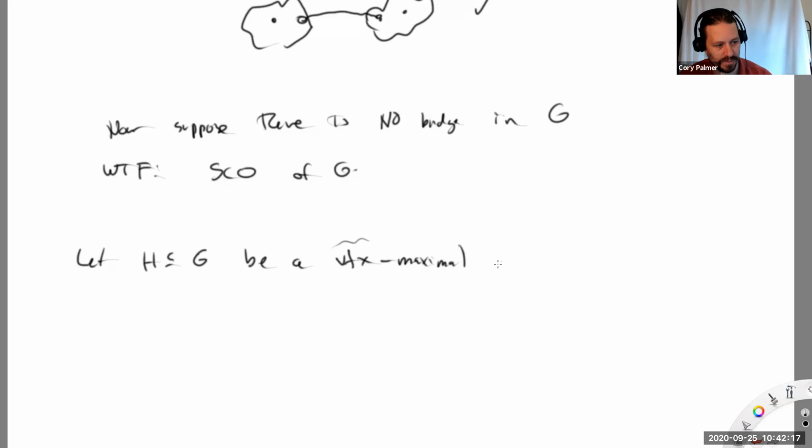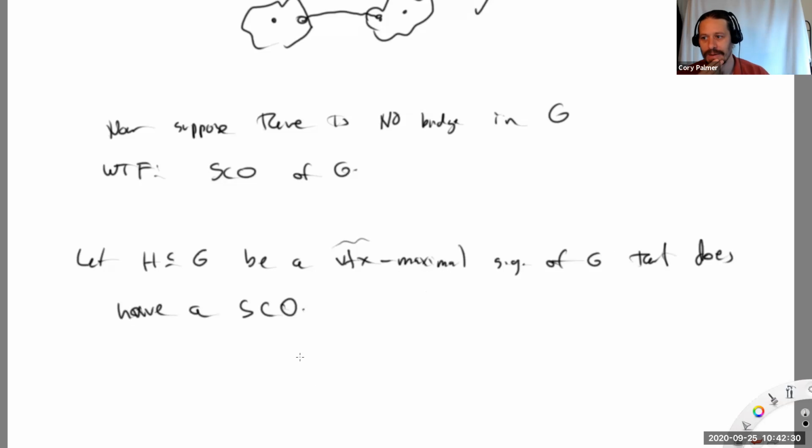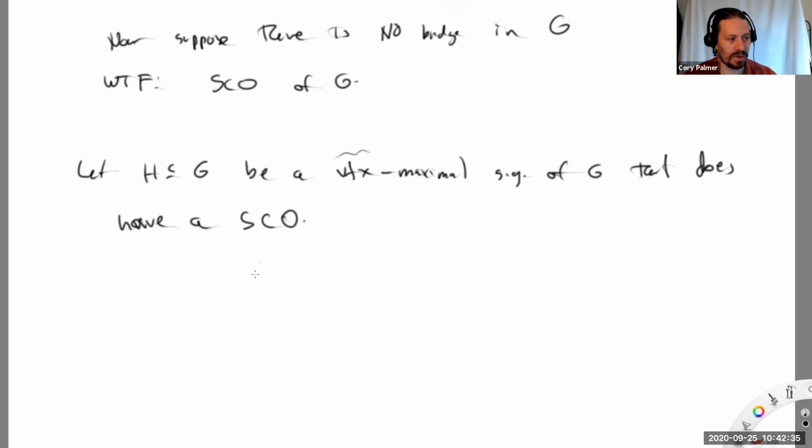So H is a vertex maximal subgraph of G that does have a strongly connected orientation. Now, in these problems, there's always two things to do. One, we're hopefully going to find a contradiction at some point: that if H is smaller than G, somehow I could make it bigger, and that would be a contradiction. But in order to even get there, what do I have to actually do first here? I have to answer a question to even start.